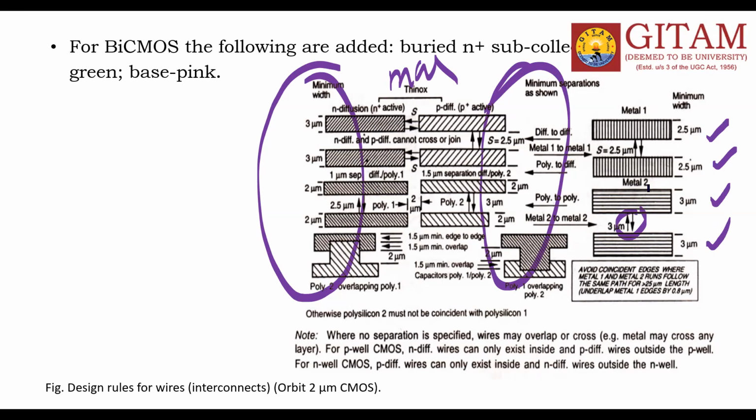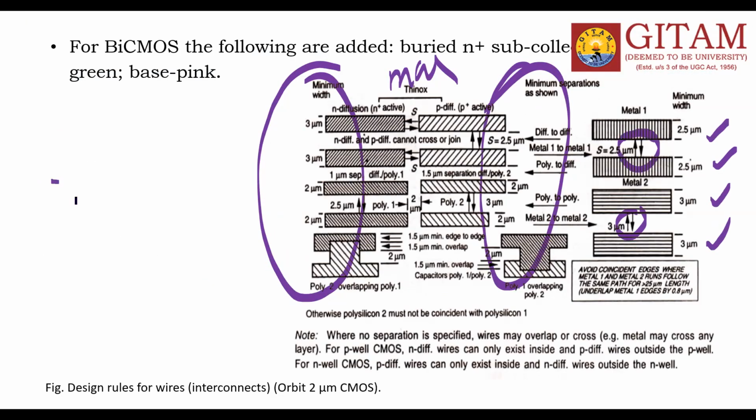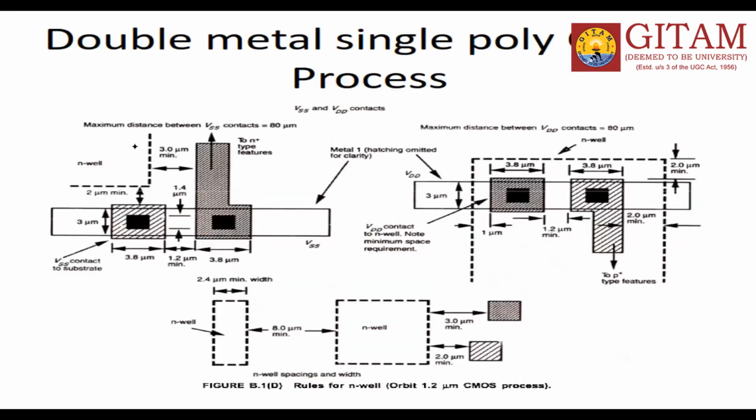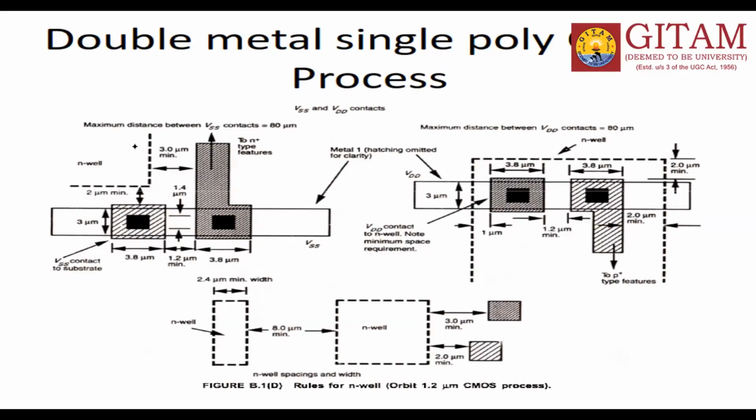Okay. So these are the 2 micrometer design rules. And so this is the 1.2 micrometer design rules. Okay, and so double metal, single poly process. Double metal, metal 1, metal 2, and single poly. That is one process. No need to remember all these things. But only the thing is, so very simple to remember.